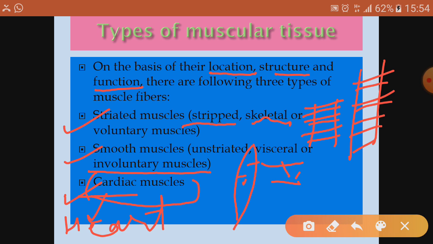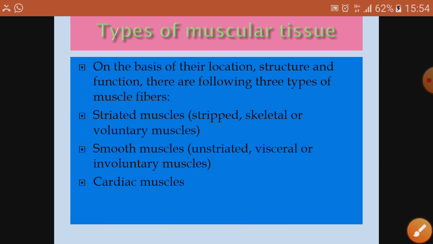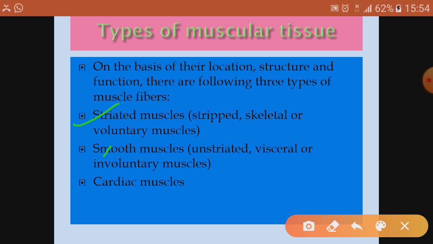As a repetition, the first one is striated muscle, the second is smooth muscle, and the third is cardiac muscle. These are the three muscles, and these are the extra names given to them. Striated muscle is also called striped muscle, skeletal muscle, and voluntary muscle. I have explained why they are called so. Smooth muscles are called unstriated because they don't have stripes. They are also called visceral, meaning internal, because they are present in internal organs, or involuntary muscles. And then cardiac muscle is present in the heart.